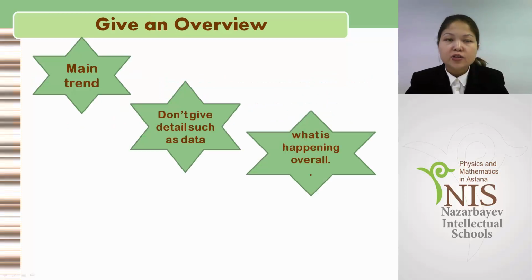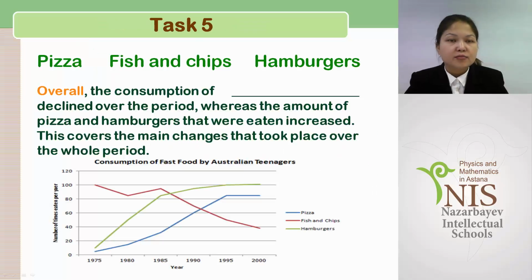So, in order to give an overview, we need to have main trend. Do not give details such as data, and talk about what is happening overall. It means in general. The next is overall. So we have 3 types of food, 3 categories of food: pizza, fish and chips, and hamburgers.